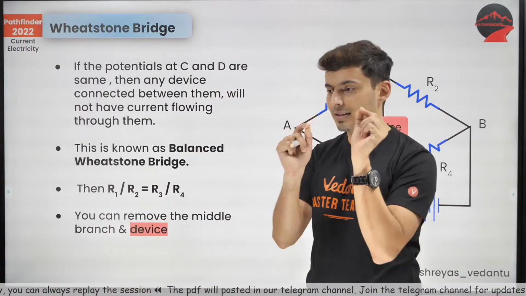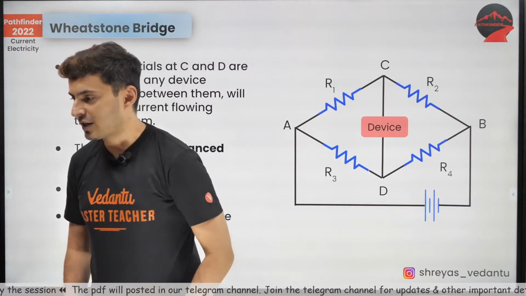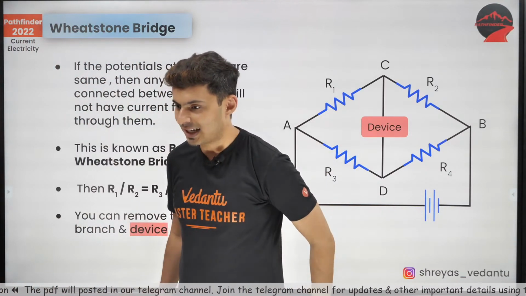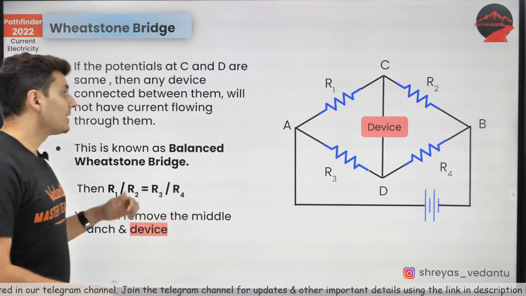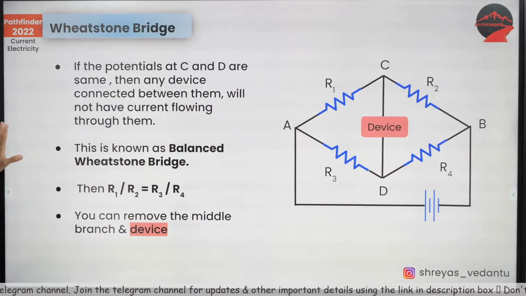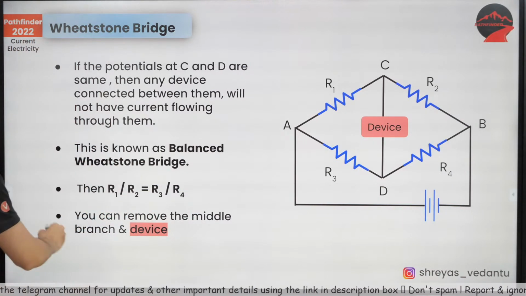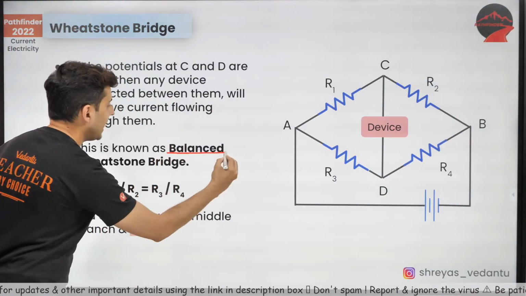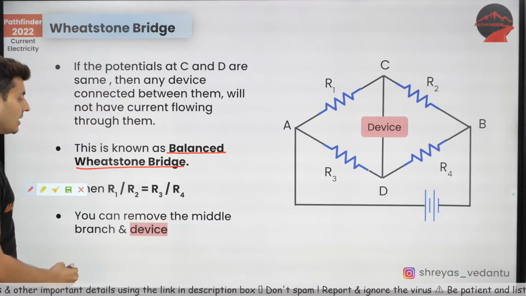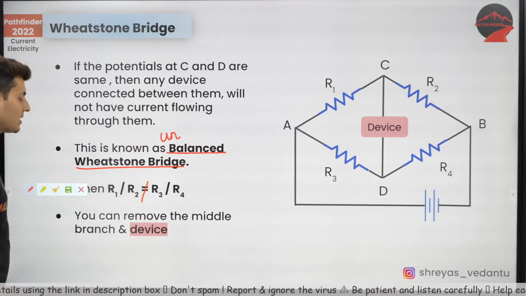This special ratio should be mentioned. Yes, very, very important. And when this ratio is obeyed, the arrangement is called a balanced Wheatstone bridge. If it is not equal, then it is called an unbalanced Wheatstone bridge.